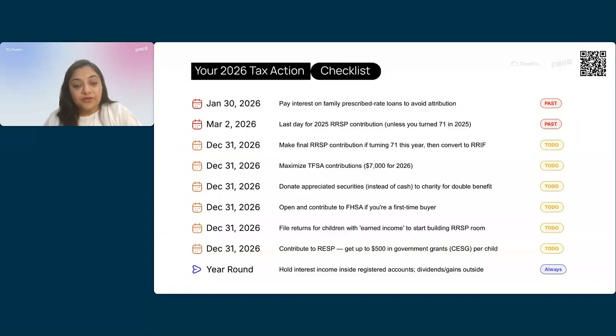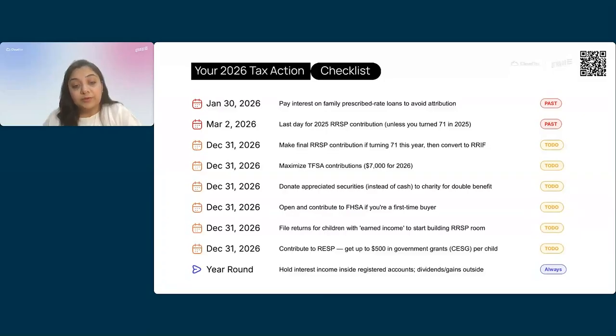Next, again, it's December 31st. So if you're turning 71 that year, it's your final opportunity to contribute to your RRSP. After this point, you're required to convert your RRSP into your RIF, which means shifting from the saving phase to the withdrawal phase. And that certainly needs some sort of tax planning there. Again, December 31st, which is to make sure you're maximizing your TFSA contribution with 2026 limits set at $7,000. The key advantage here is that both growth and withdrawals are completely tax-free, making it one of the most powerful and flexible investment tools available.